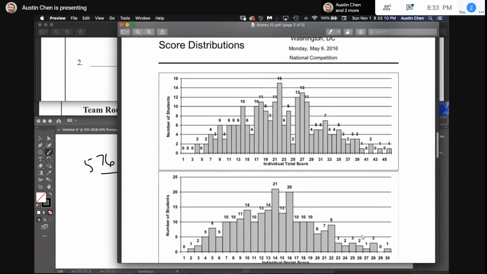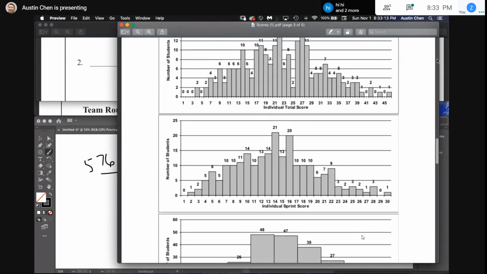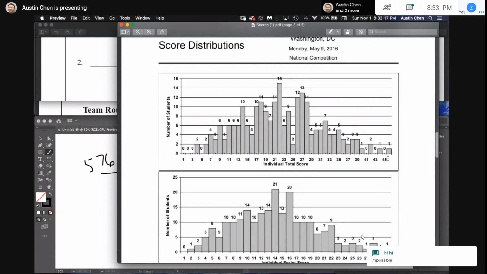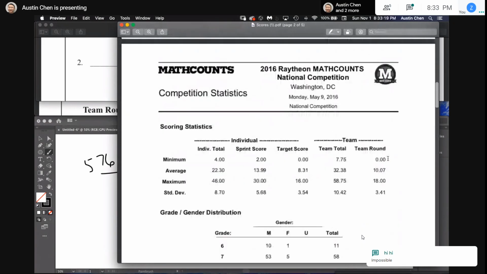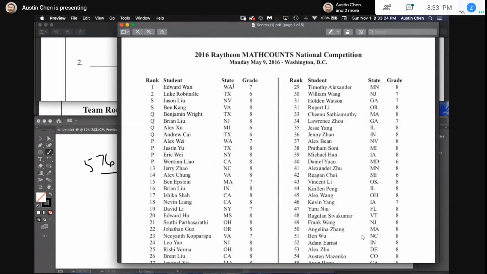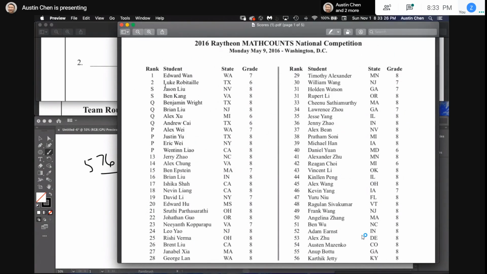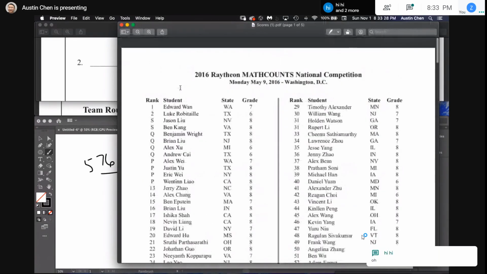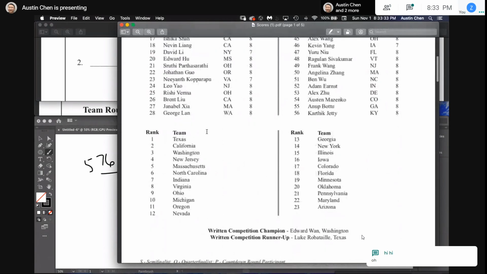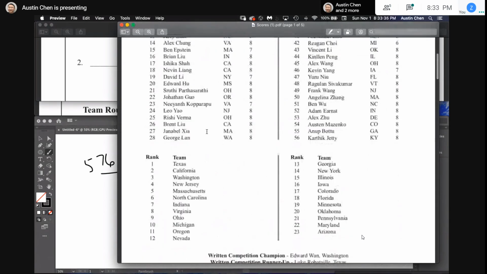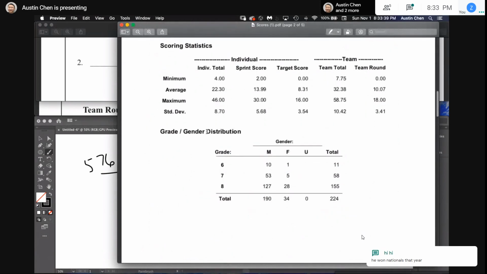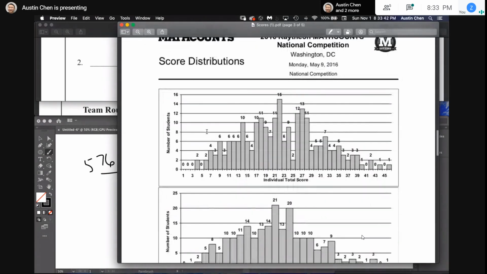So someone got a perfect individual score. So they also got perfect in target. They got perfect in target and they got 30. I think it's Edward Wan, right? Because he placed first. And then probably Luke got second. No wait, this is countdown, I think, actually. Yeah, this is countdown, I'm pretty sure. So maybe it was Luke, I'm not sure. Could be. I mean, Luke's pretty overpowered.